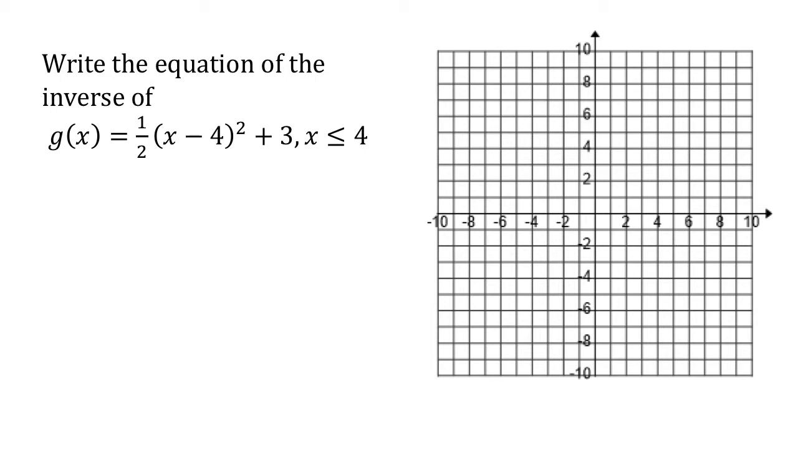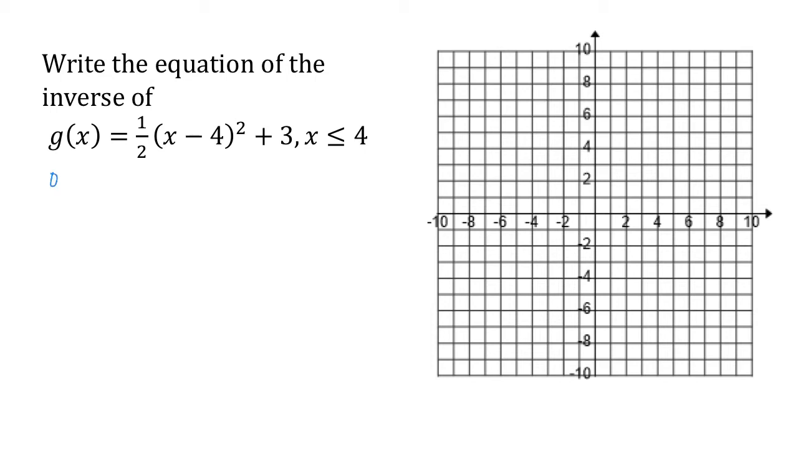Okay, so for this one we want to write the equation of the inverse, and I'm going to look at the original function. In this original function, when you plug in a number for x, you subtract 4. So I'm thinking about what operations are done in the original function, because the inverse function needs to undo all of those operations.